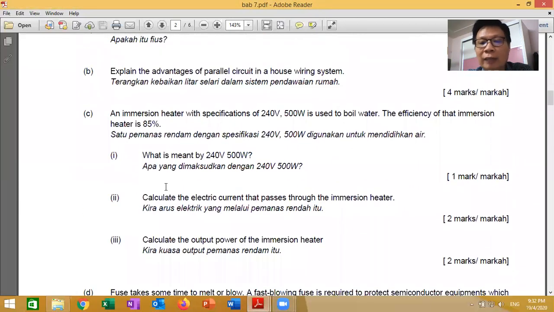Part C, 10 marks question. Maybe this is 5 marks. Click the question. An immersion heater specification 240 V, 500 W is used to boil water. The heater is submerged in the water to boil it. The efficiency of the immersion heater is 55%. So what is the meaning of this 240 V, 500 W? This is a favorite question in SPM. What is meant by this? Okay, let's look at this one first.